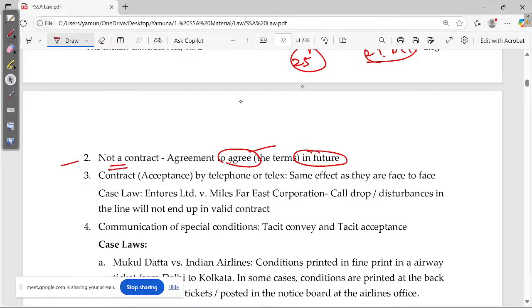Okay. You say, ma'am, I'm going to become a CA and CMA. In 4 years, after 4 years, I'll buy a property, ma'am. I use the property for 1 year, ma'am. Okay. After that 1 year, I'll sell the property to you, ma'am. This is not a contract.